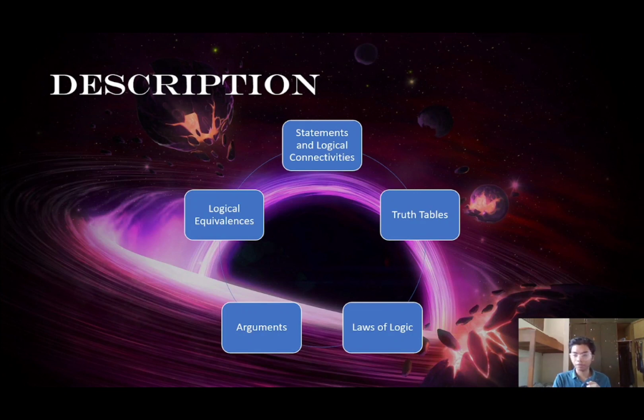We have an arrow going through, that is a conditional statement, the conditional operator. It defines the statement as an "if" statement. And then we have the biconditional statement, which defines the statement as "if and only if". Next we have truth tables.